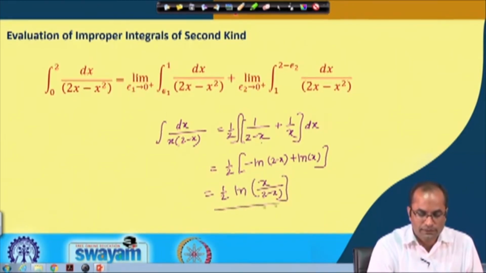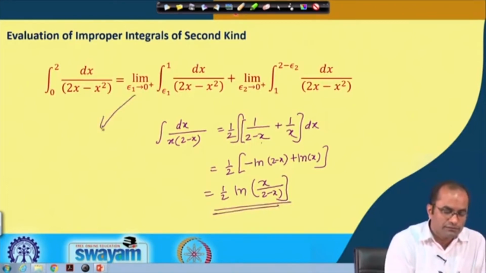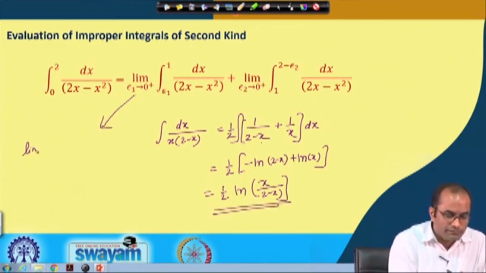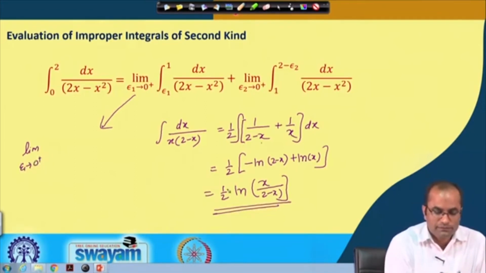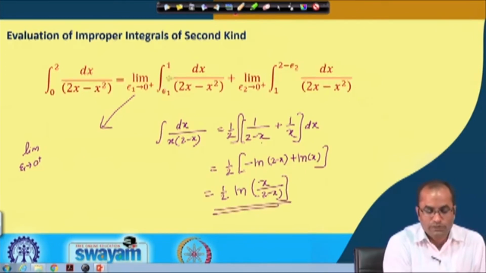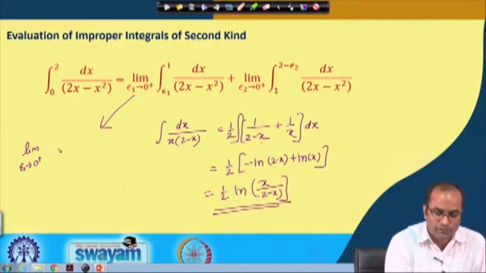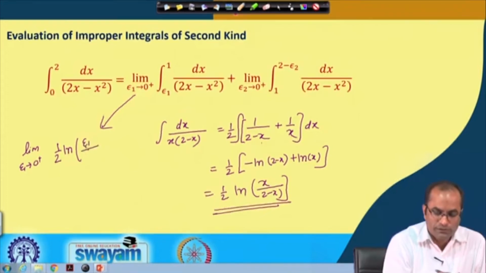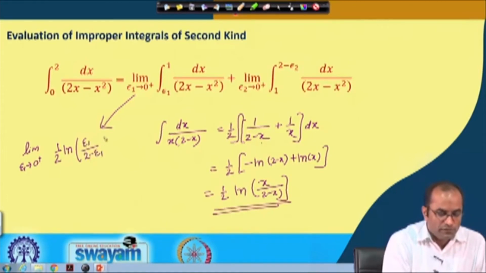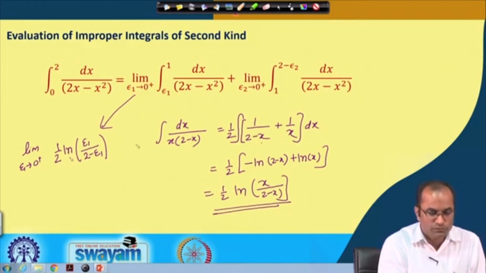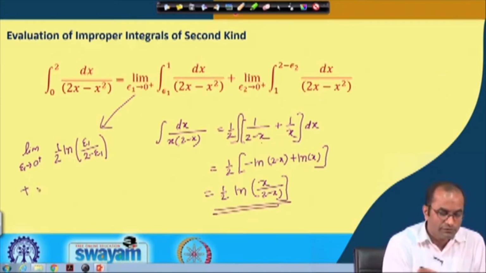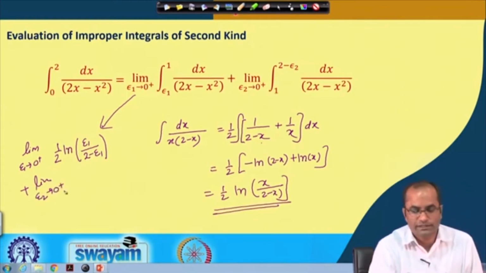That is the integral, and now we will take the first integral, for example, here where the limit as epsilon 1 goes to 0 from the positive side, and these values we will write down first. So, above here 1. So, 1 minus ln 1 will be 0 when we put the lower one. So, we will get half ln of epsilon 1 over 2 minus epsilon 1, the limit epsilon goes to 0 plus.